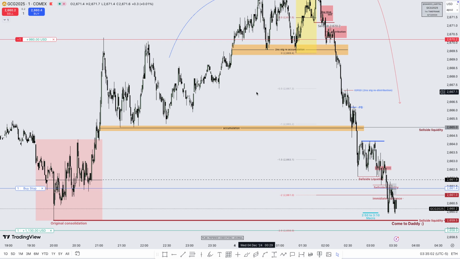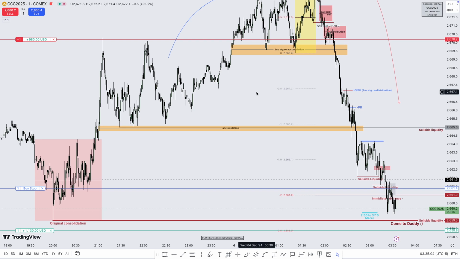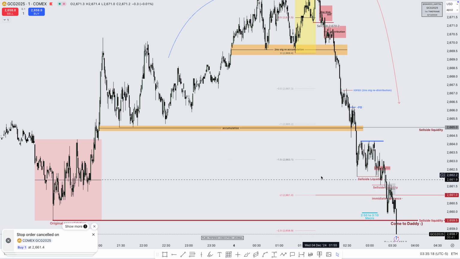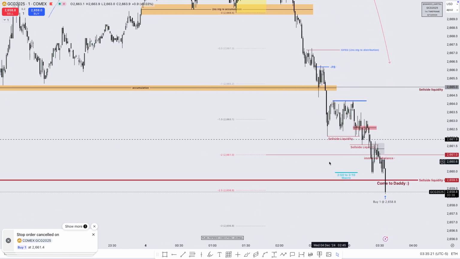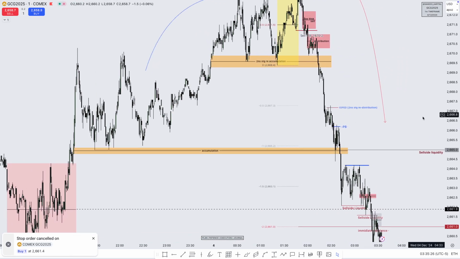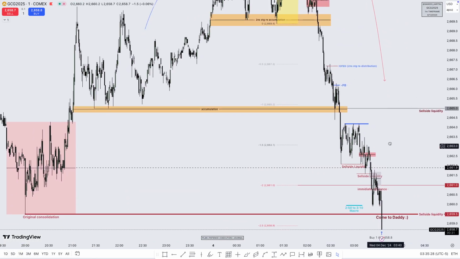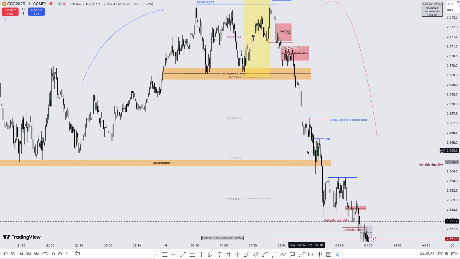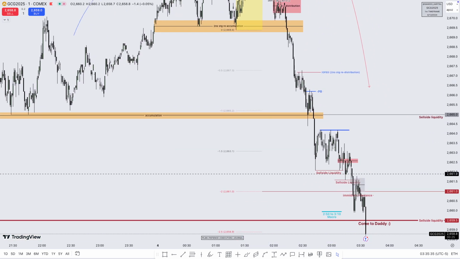This is how you manage your trade. You don't blindly trail your stop loss. Everything has to be logic based, exactly how I showed you today. So, boom, delivered. That's what I'm saying. Ooh. Oh, shit. Thank God.